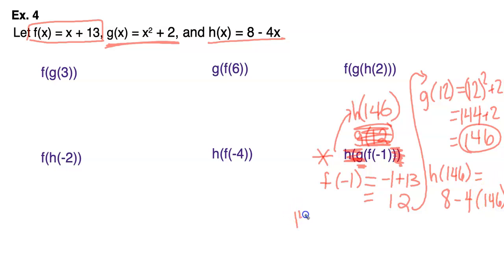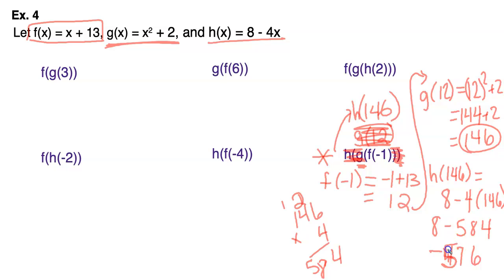So we could take 146 times 4 first. So we get 584. So we have 8 minus 584, which is negative 576. I think that looked right. Okay, so negative 576 would be your final answer on those.